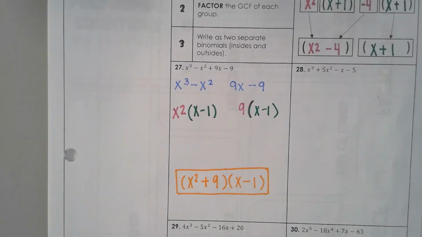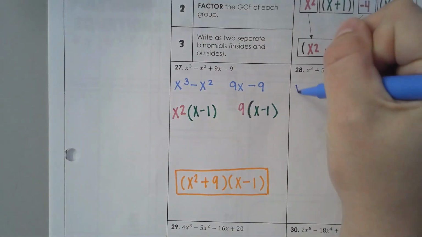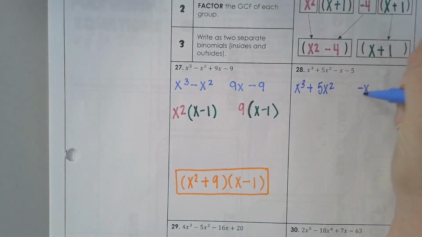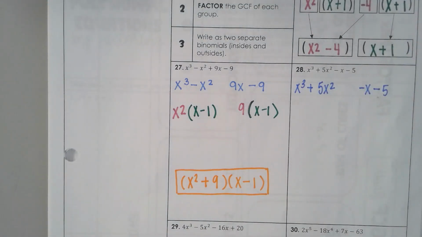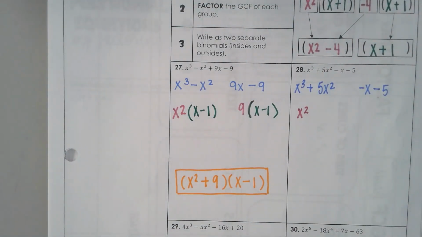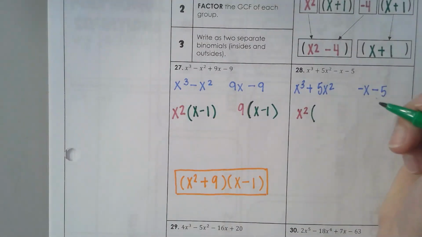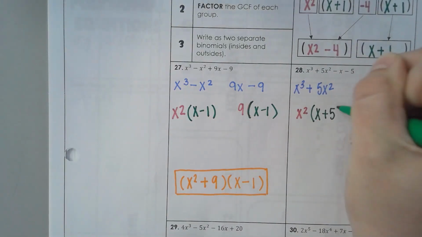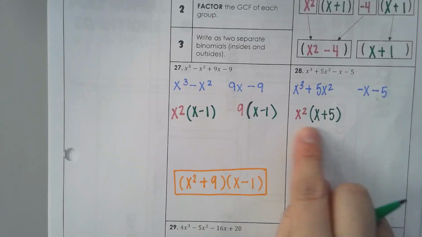Number 28. We have x cubed plus 5x squared and negative x minus 5. What is the GCF of the first one? X squared. A lot of times that's what it's going to be. And then I'm left with x plus 5. Are there any questions on how I'm factoring this?